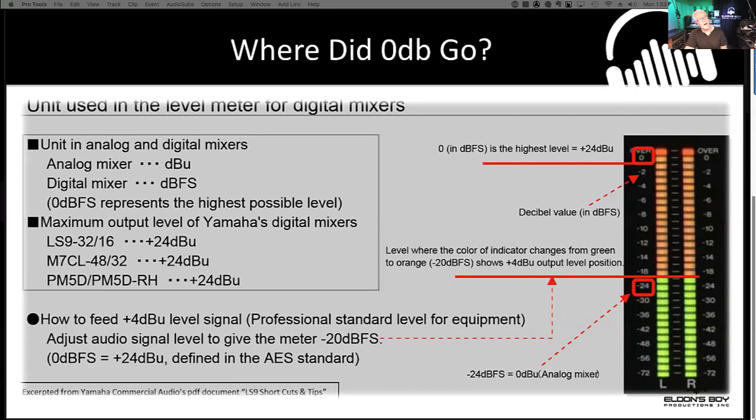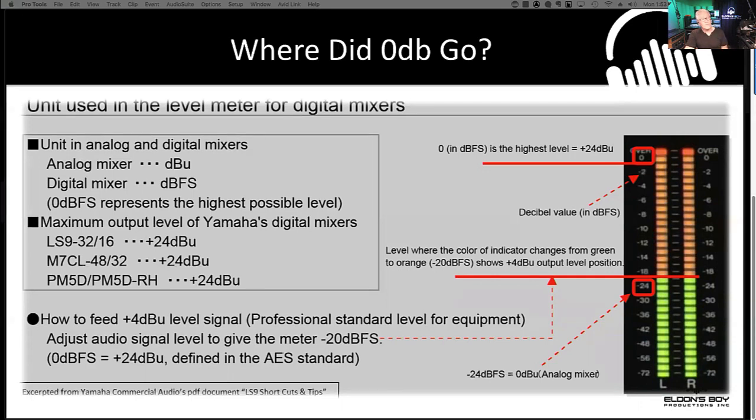Everybody's like, oh, I think it's +16. No, it's like -18, -20. All over the shop. Well, fellas, this is right in the manual here. Okay, so take a look here. The break point between -20 and -18 in that meter is -20.